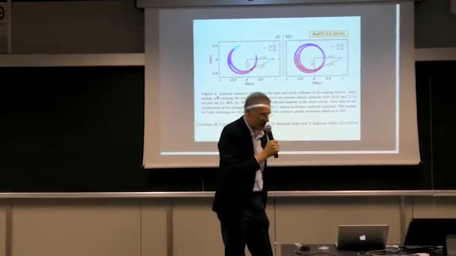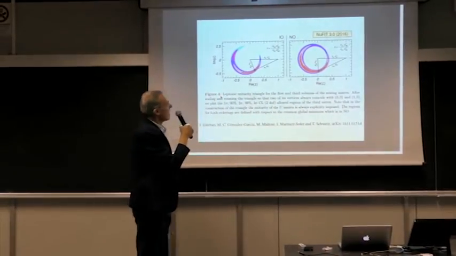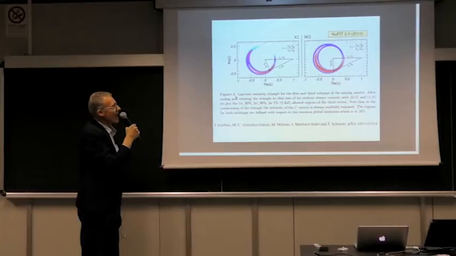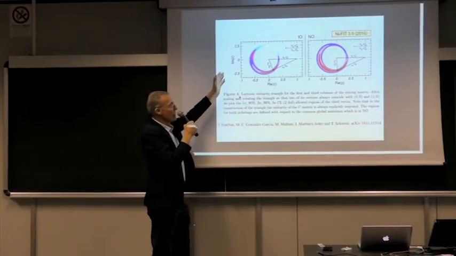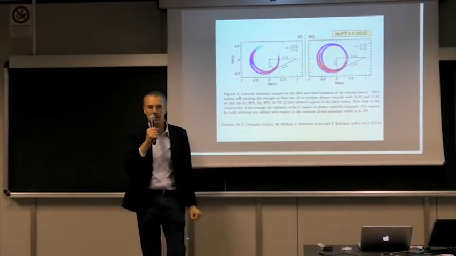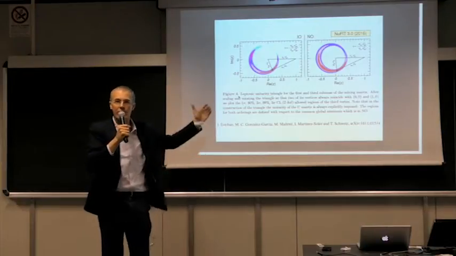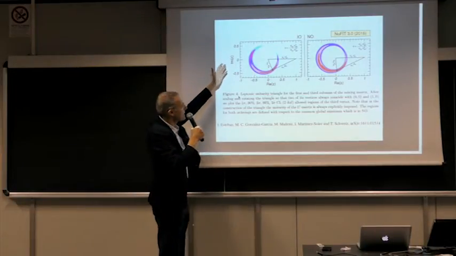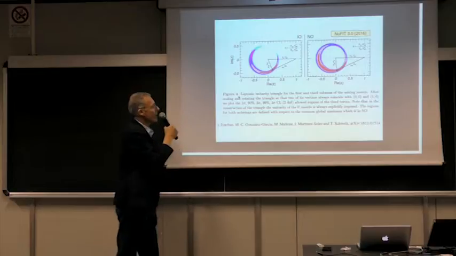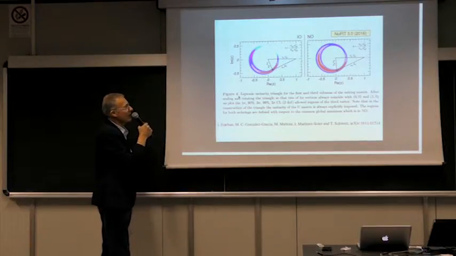And since this year we are starting to see this kind of diagram that is the equivalent of the unitarity triangle in the case of the quark sector. For the first time we are seeing something similar to a unitarity triangle in the lepton sector.